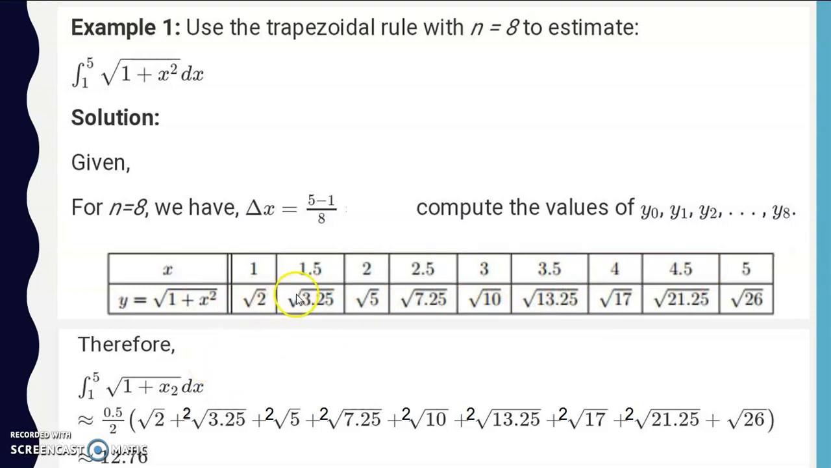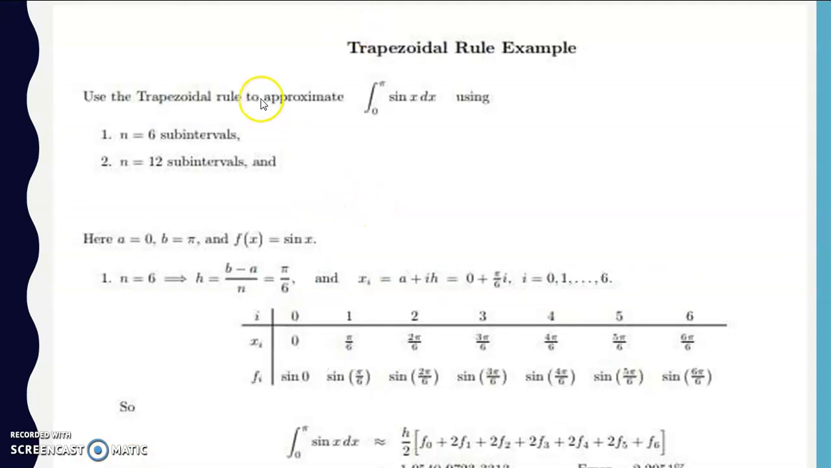After preparing this table, we apply the trapezoidal rule. So the trapezoidal rule says that h upon 2 into first value plus last value plus 2 into addition of remaining values. This is the first value and this one is the last value. Then plus 2 into addition of remaining values. So by doing this calculation, substituting the values in the trapezoidal formula, we get the answer as 12.76.